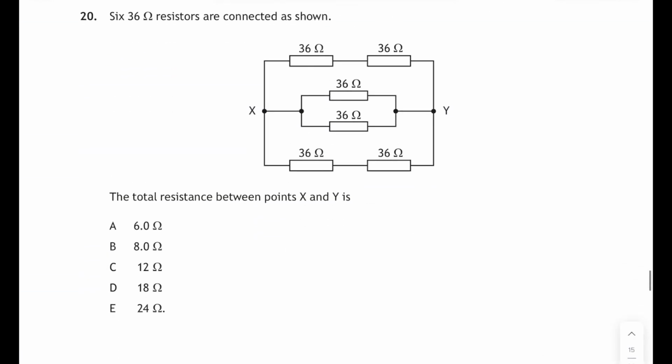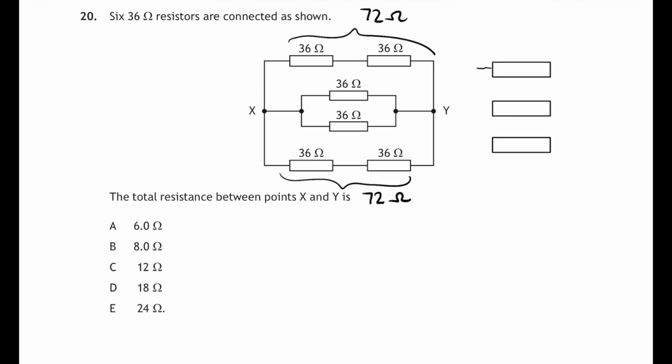Question 20. Oh, this looks like another National 5 question. 6 36 ohm resistors are connected as shown, and we have to find the total resistance of the circuit. Well, the first thing we can do here is simplify the top and the bottom rows, because 36 and 36 is 72, and the total of the two 36 ohms in parallel in the middle section is 18 ohms. So let's redraw this circuit and simplify it with the 72 on the top and the bottom, and the 18 ohms in the middle.